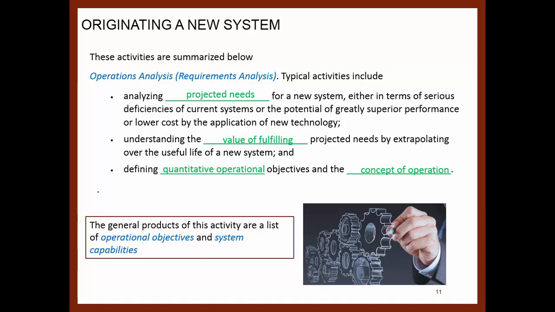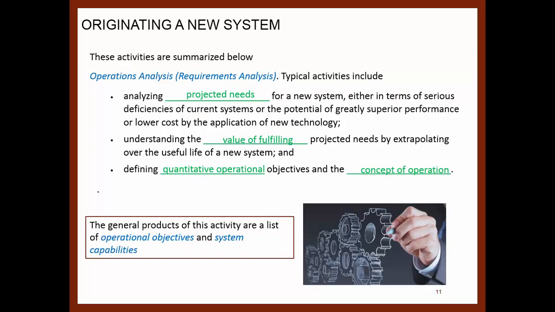We analyze the projected needs. We understand the value of fulfilling the projected needs by basically looking into the timeline of how long this will be useful, and defining quantitative operational objectives. The general products of this activity are a list of operational objectives and system capability. These are what the system is supposed to do. This is what we are expecting our design will do. And these are the operational objectives in terms of quantitative measures.